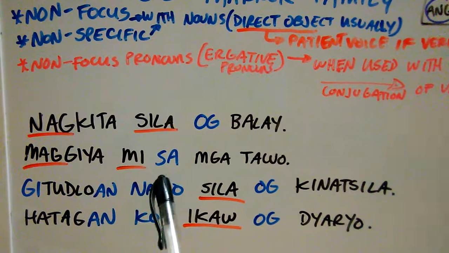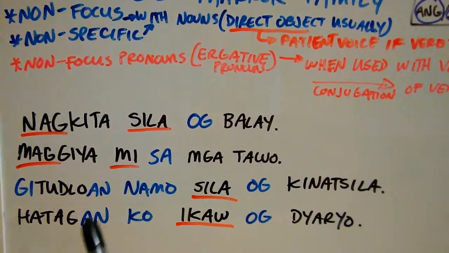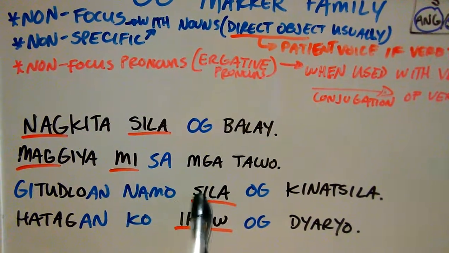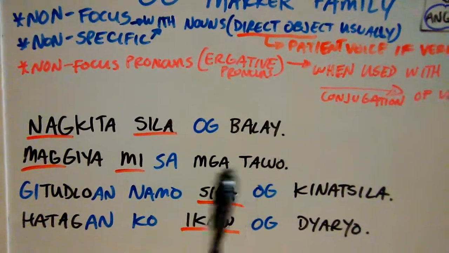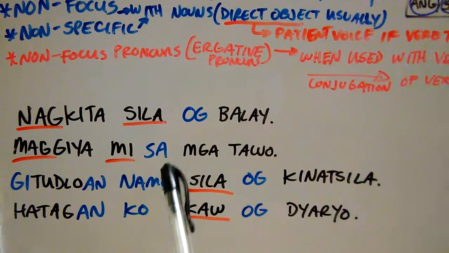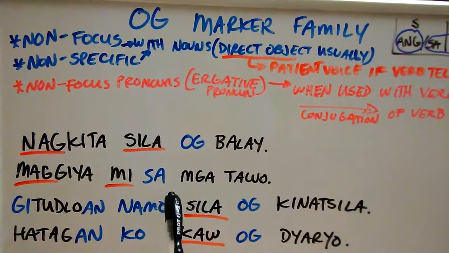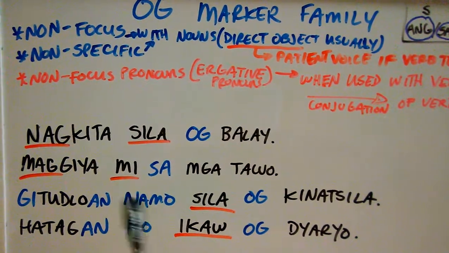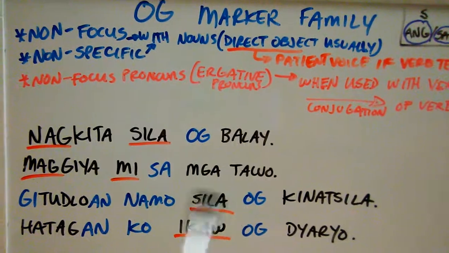But since we're using sa again, sa is specific. So those specific kinds of people. Oh, the group over there. Okay, yeah, the people that we were talking about earlier. Those are the people, specifically those people that we were talking about earlier, or the people over there, waiting over there, or the people in front of us, or the people that you mentioned earlier. So you see, that's why sa is a specific marker. But since sa can also fall under non-focus, right? Maggiyami sa mga tao, it can also be that non-focus perspective.